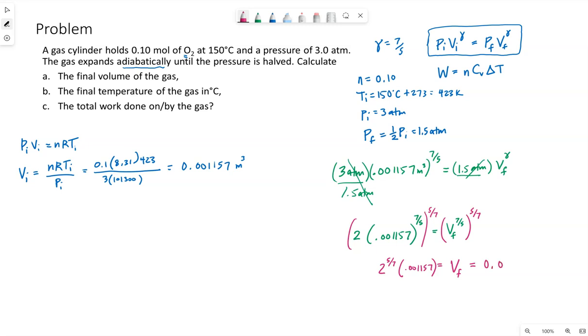I'm getting 0.001898. This is in meters cubed because the volume I've plugged in is in meters cubed. So this is the answer to part A. We could put it into liters if we want. I guess we need to look at correct sig figs. 2 sig figs, so 0.0019 meters cubed or 1.9 liters. So with correct sig figs, this is our answer.